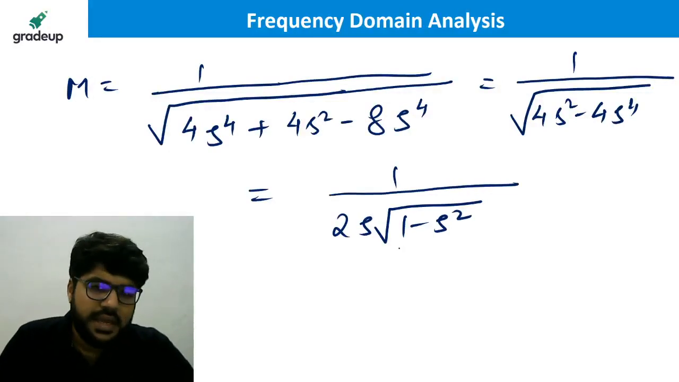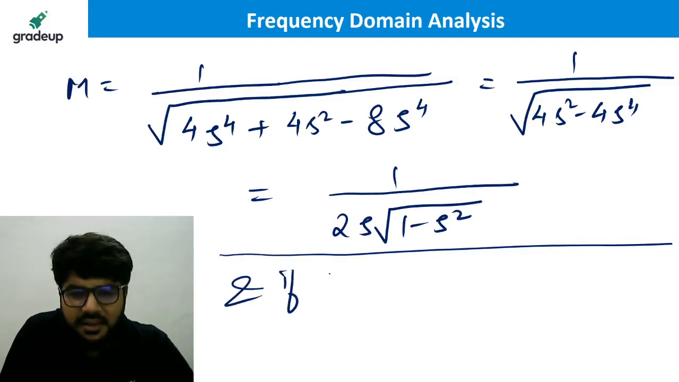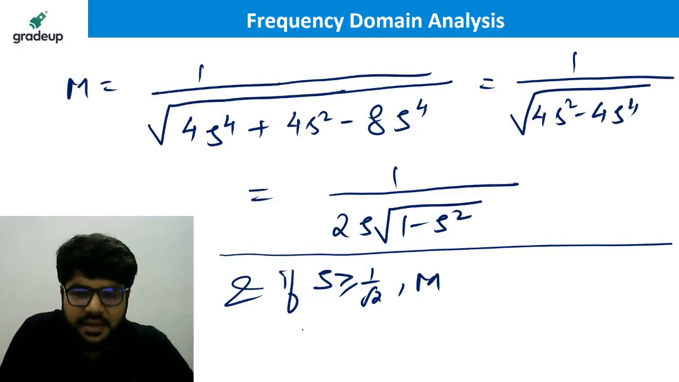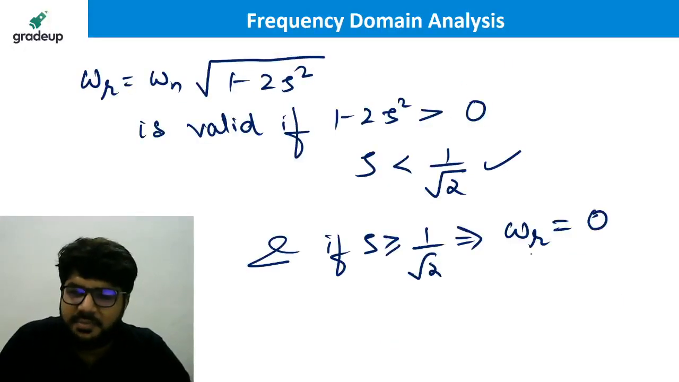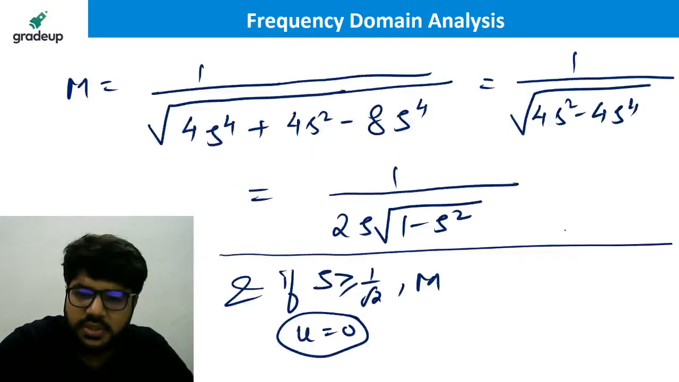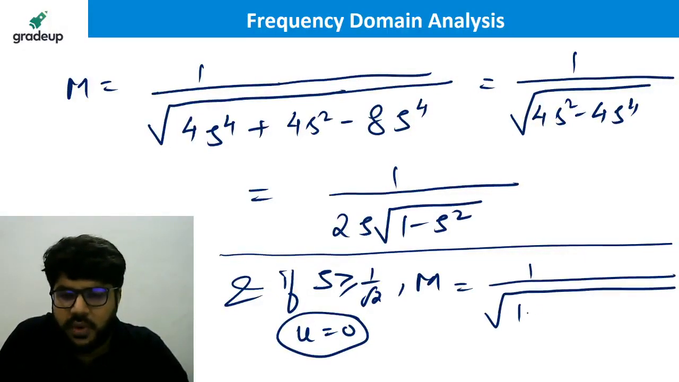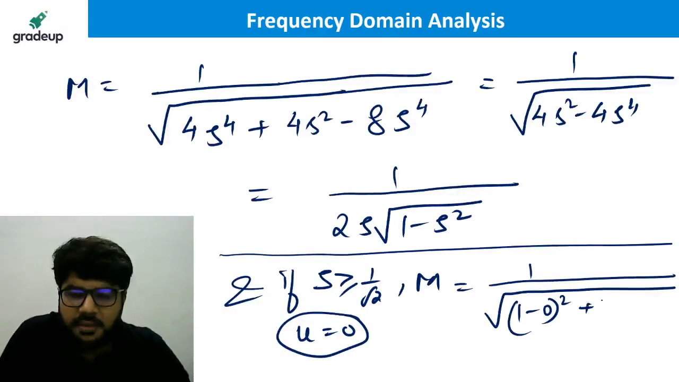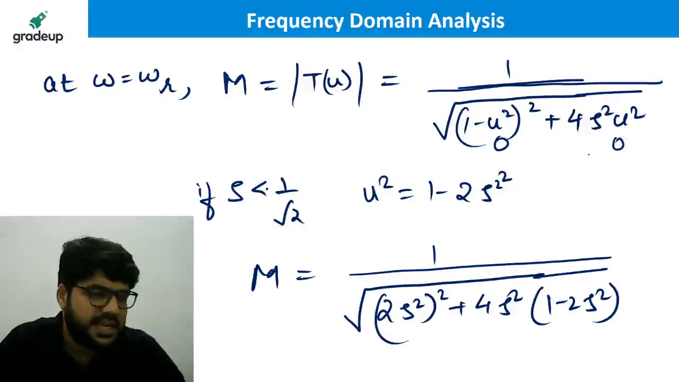Okay, and I will summarize the formula. If zeta is greater than 1 by root 2, then what is the solution of u? I've told this also. If zeta is greater than 1 by root 2, omega is 0, so u is also equal to 0. So when you put u equal to 0 in the function, magnitude is 1 upon under root of (1 minus u square) whole square plus 4 zeta square u square. Overall, the magnitude is just equal to 1.